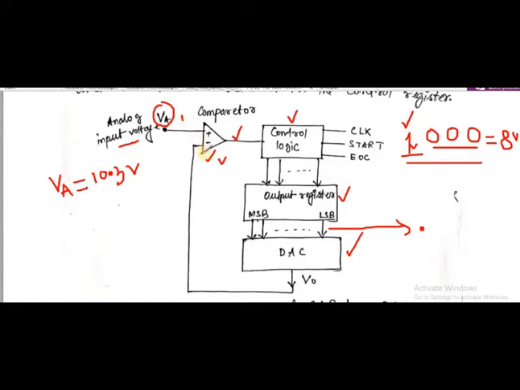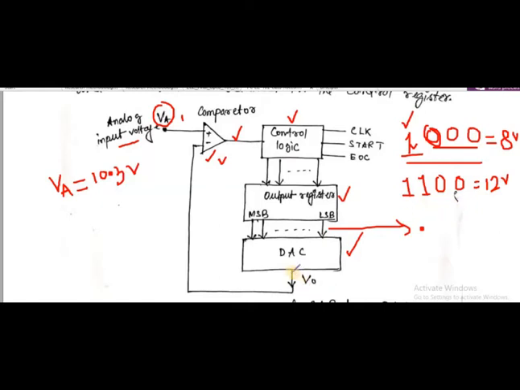So what will happen? Again the comparator output will be high, and it will set the next bit, that means this bit, to 1. So in the second clock pulse, this bit is also set to 1, since the comparator output is high. Now in the next clock pulse, this 110 will appear at the input of the DAC. What will be its analog equivalent value of 110? Obviously we know that it is 12 volt.